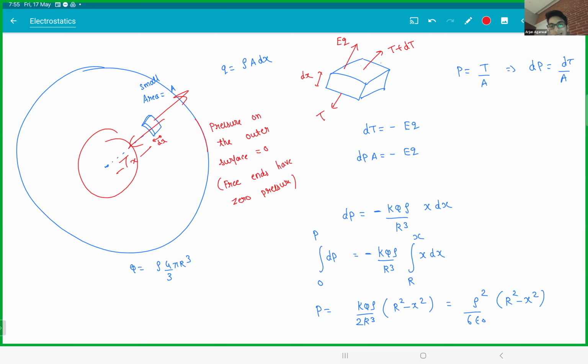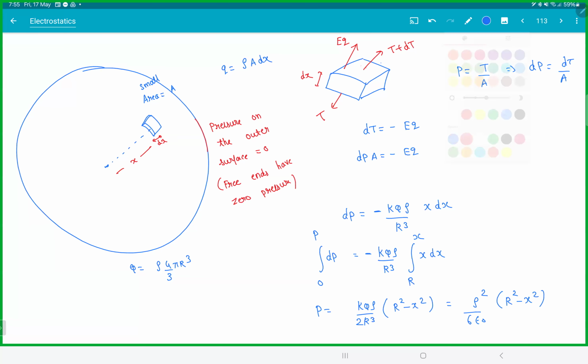So one thing I didn't understand, how do you know the difference between the forces is a small thing? Acha, it is in equilibrium. If it is not in equilibrium, the sphere would have blasted and gone away, na? Yeah, right. All clear with this?